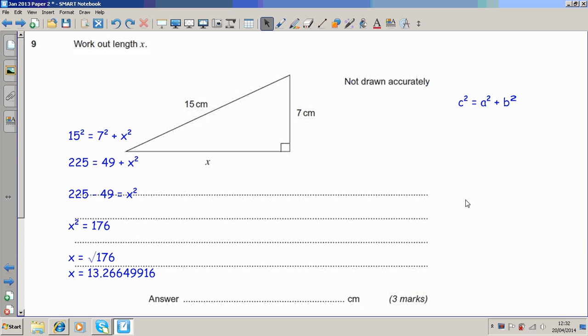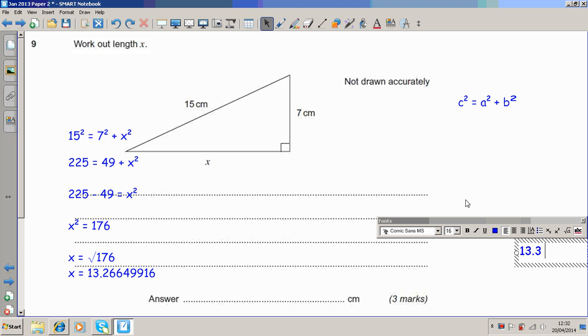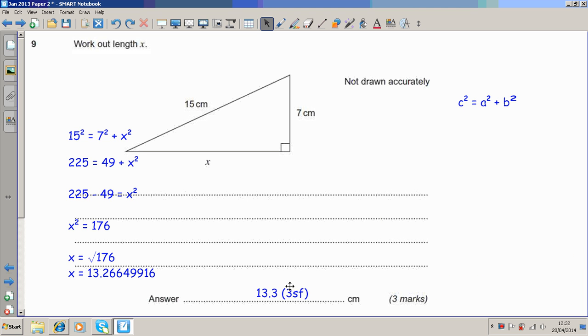You then just need to make sure you round your answer to something sensible. So I'm going to go 13.3 to 3 significant figures. That's my answer.